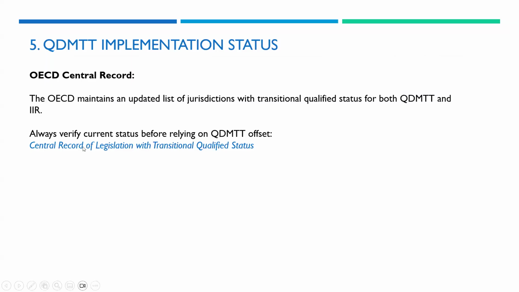Right. So this is a central record with the transitional qualified status. Now, what is a transitional qualified status? I told you there is a qualified status, right? But there is something called a transitional qualified status also. It's not qualified yet, but it is under transition. So what does it mean?